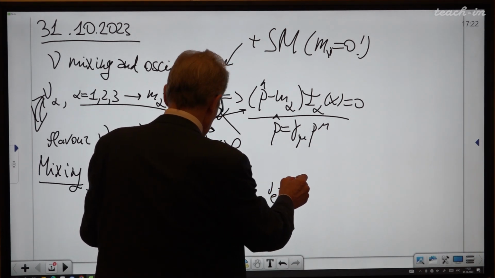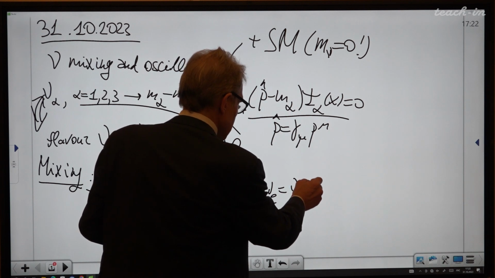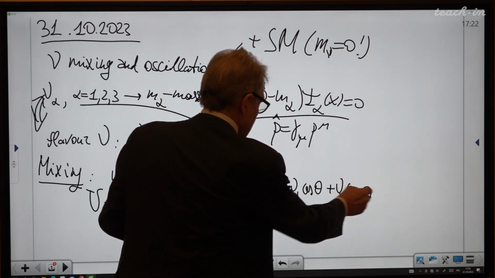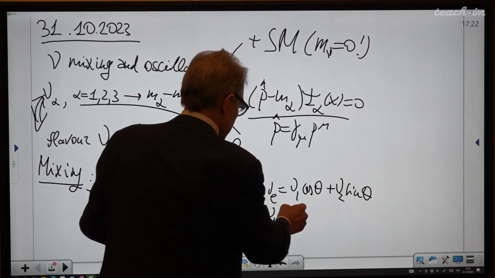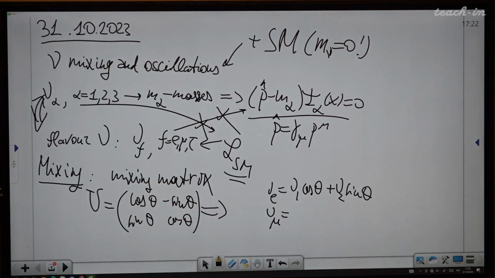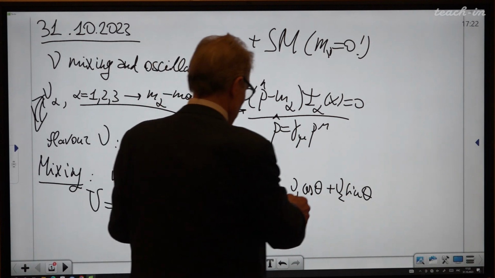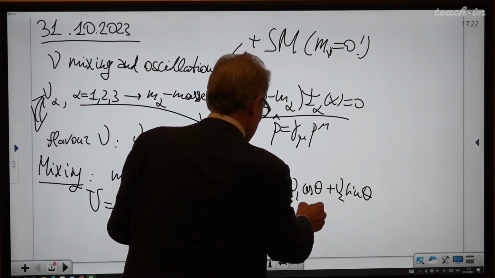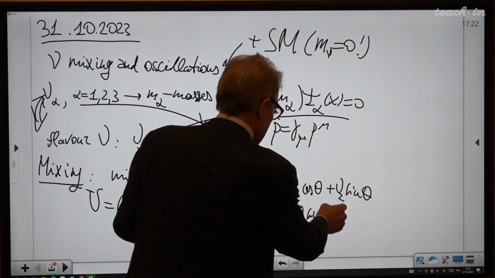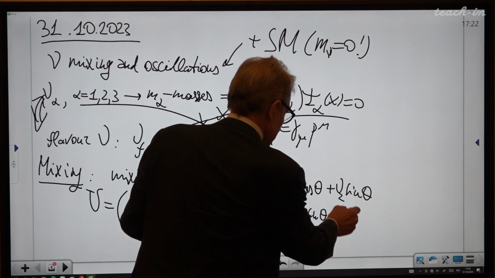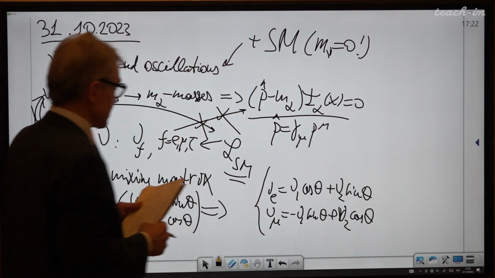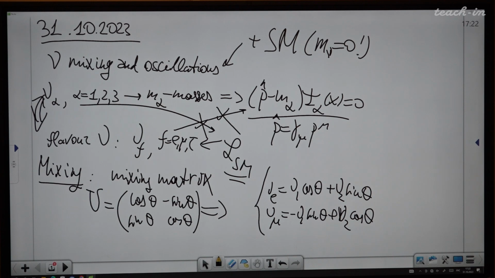As a result of our guesses or postulates, all flavor neutrinos, including the electron neutrino, are a combination: nu e equals neutrino mass state nu 1 cosine theta plus neutrino mass state nu 2 sine theta. And similarly for the decomposition of the other flavor neutrino. Nu e and nu mu are orthogonal states, and nu 1 and nu 2 are also orthogonal states. So nu mu equals minus nu 1 sine theta plus nu 2 cosine theta. This is what we discussed last time. This is the implementation of the idea of mixing and oscillations.